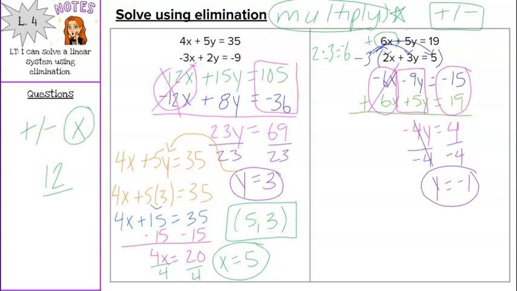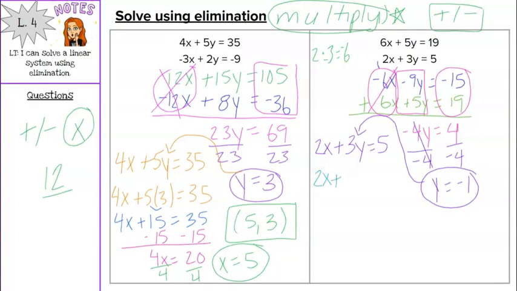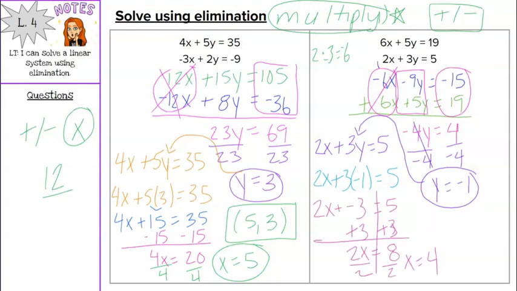So now we need to solve for x. Again, we're going to go up to the original equations, and we can choose either equation. I'm going to choose the bottom equation, 2x plus 3y equals 5. I know that y equals negative 1, so I can plug that in for y. 2x plus 3 times negative 1 equals 5. I'd like you to solve that equation and determine what x is. When you solved it, you should have gotten x equals 4, and then that last step is just writing it as a coordinate point, (4, negative 1).